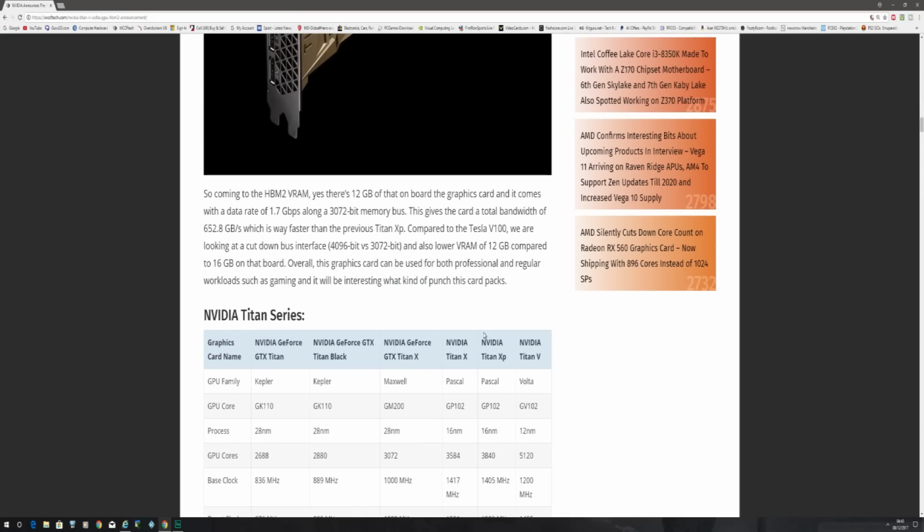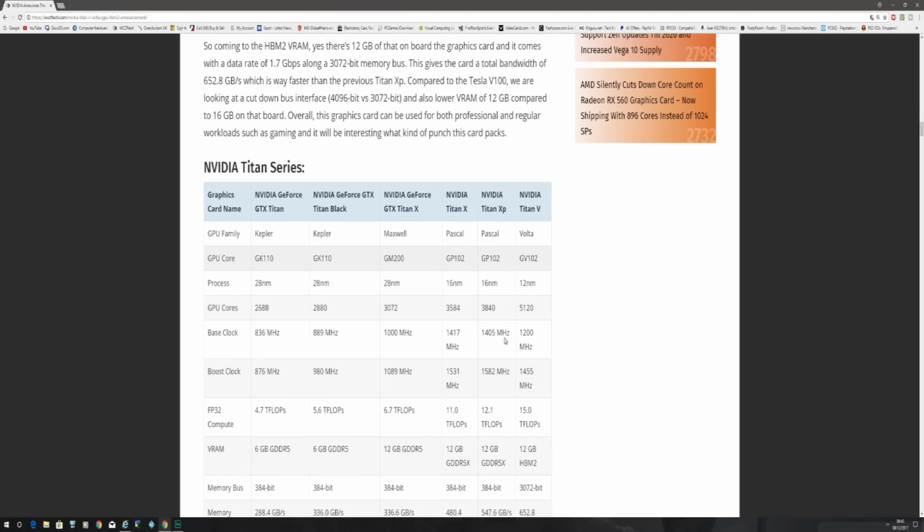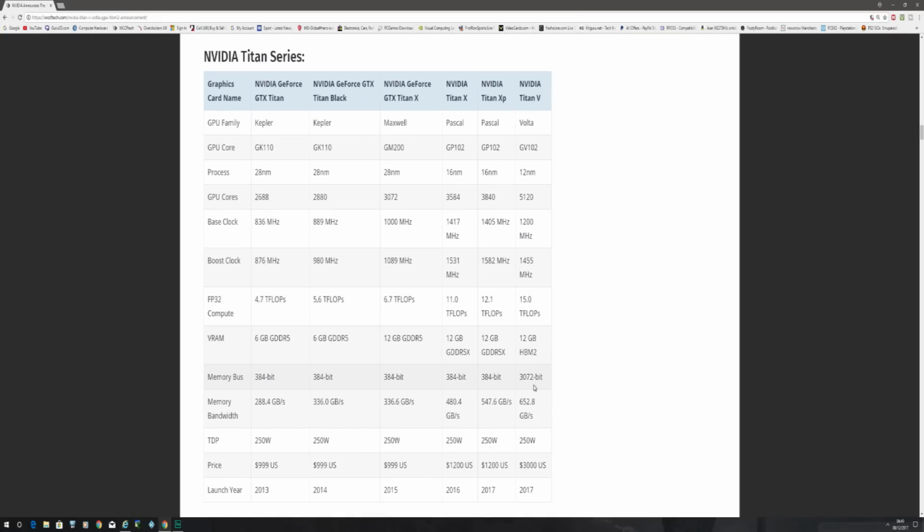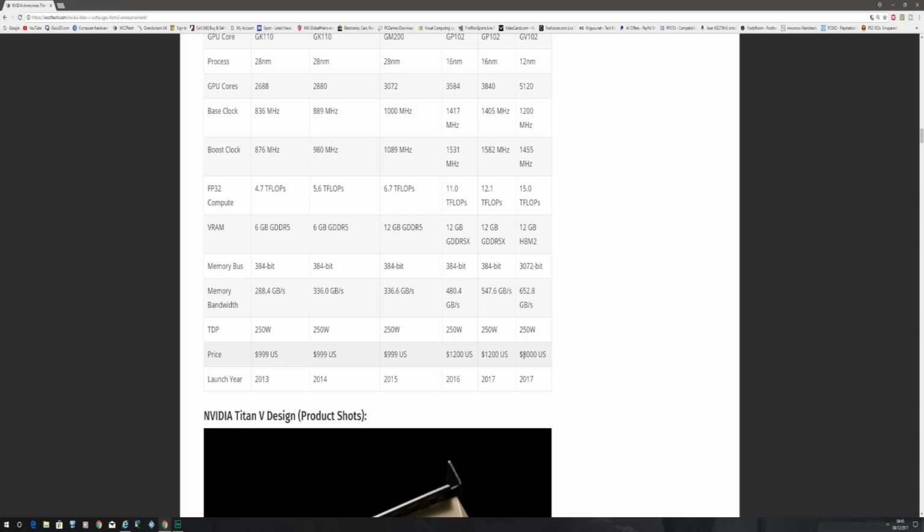I want to see how well they implement HBM, if they can do it to great effect. But 15 teraflops of compute performance, pretty much dwarfing the 12.1 of the Titan XP. So there's no doubt in my mind this thing will be able to run every single game at 4K, generally at 60 frames per second. I'd imagine 652.8 gigabytes per second of memory bandwidth. That is just absolutely staggering, and it's all for a cool $3,000.